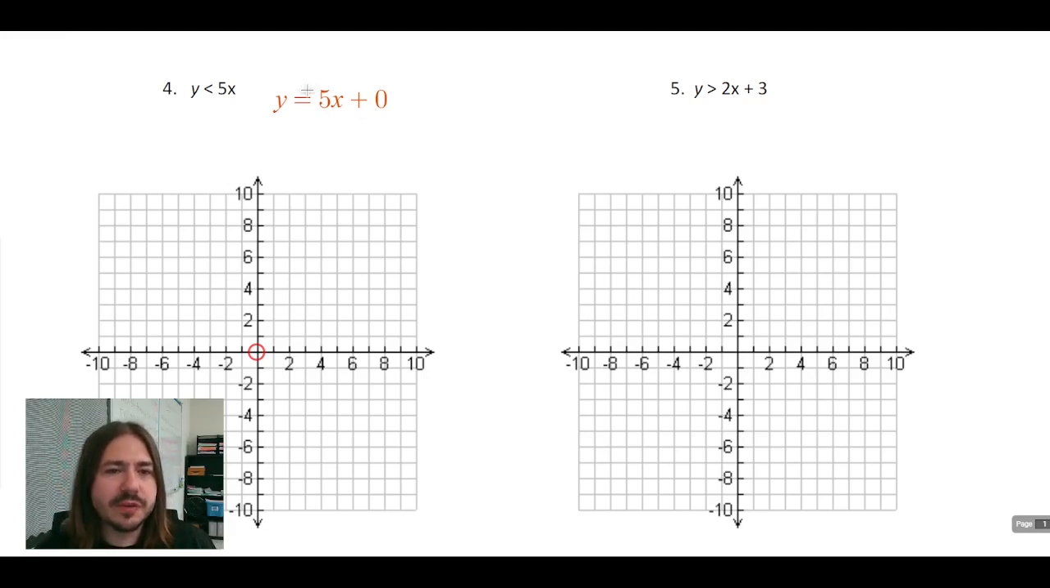All right, so anyway, our slope is 5. So we're going to go up 5 over 1 to find the next point. And then I can continue that pattern backwards to find more points on this line. And here we go. So these points are going to line the line. These are not going to be solutions because y has to be less than the points that are on the line, not on the line. And so let's go ahead and draw our dotted line here. Oh, that's not going to work.